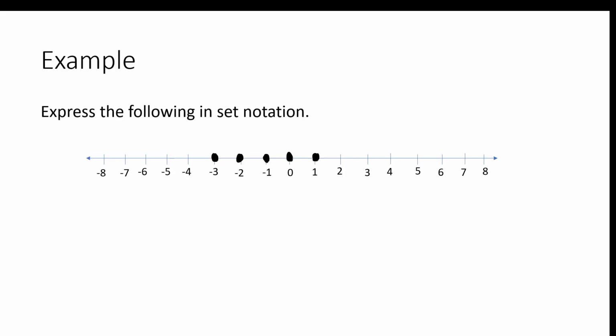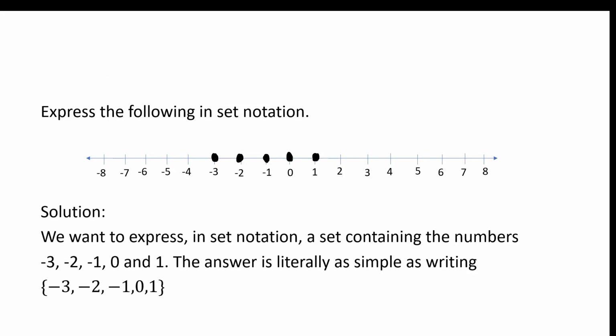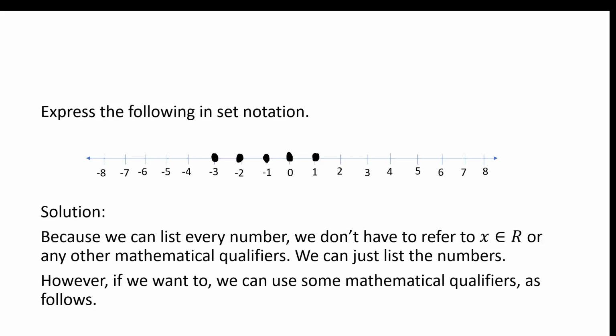For instance, this question right here. We're literally just talking about 5 values there. So in our solution, we want to express in set notation a set containing the numbers -3, -2, -1, 0, and 1. And the answer is literally as simple as writing the set of -3, -2, -1, 0, and 1. Because we can list every number, we don't have to refer to x as an element of the reals or any other mathematical qualifiers. We just list the numbers.